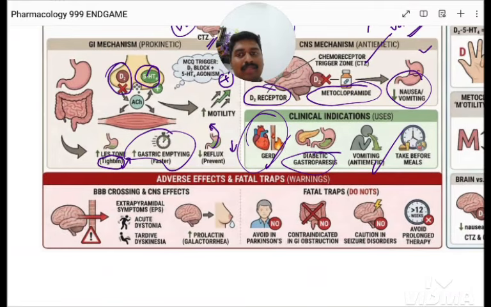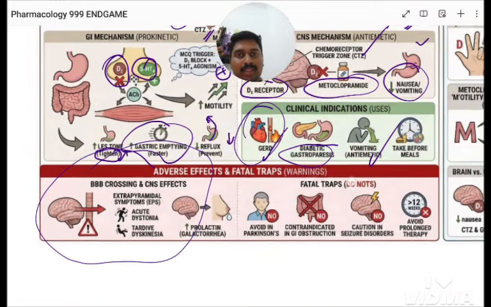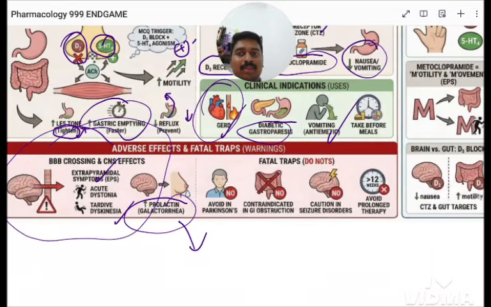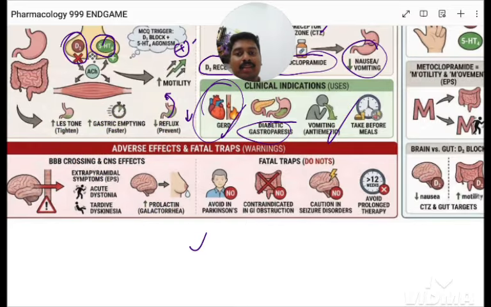Now, the most important thing is, your question will be based on this. A patient was given metoclopramide. After a few days he developed dystonia, tardive dyskinesia. The patient had galactorrhea, that is increased milk secretion. Okay, it can occur in males or females, and there were some extrapyramidal symptoms like tremors and all. So these are because of the blood-brain barrier crossing effect and blocking the dopamine receptors in the brain.